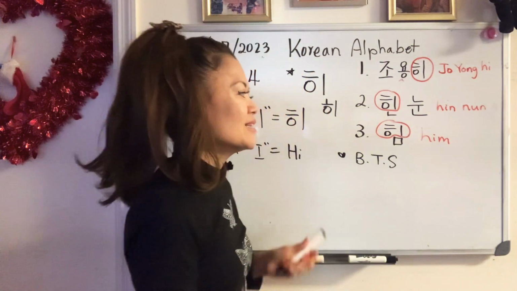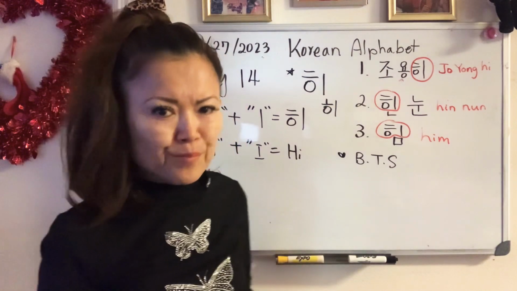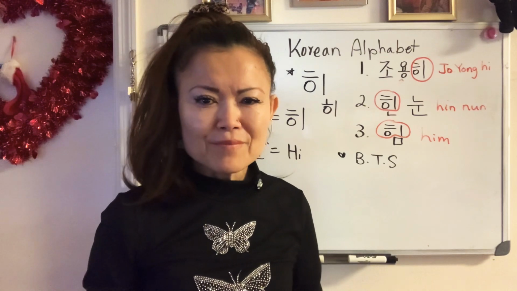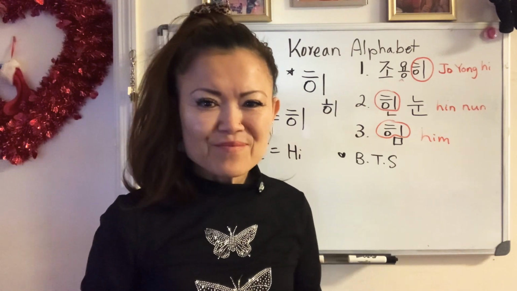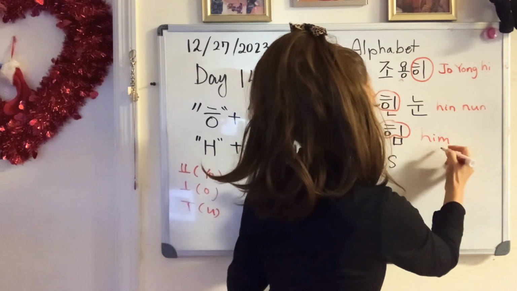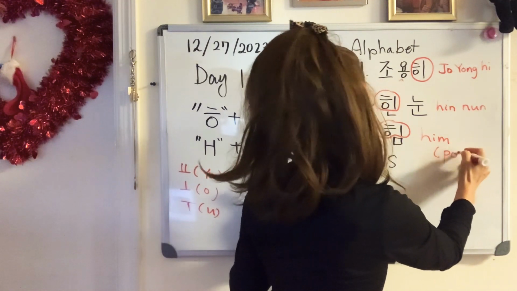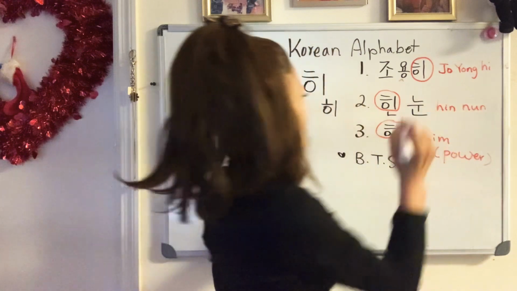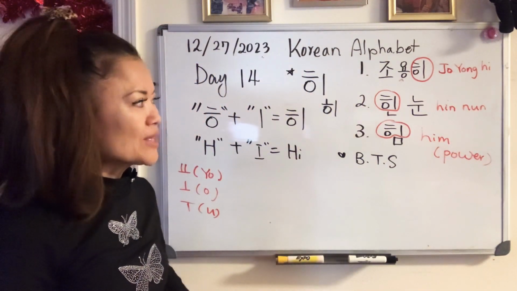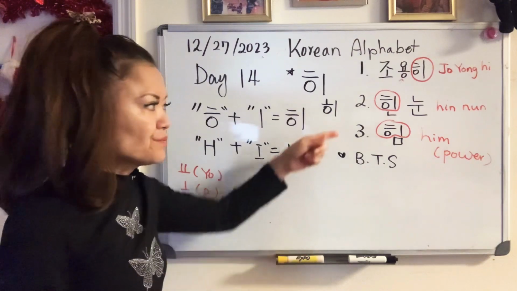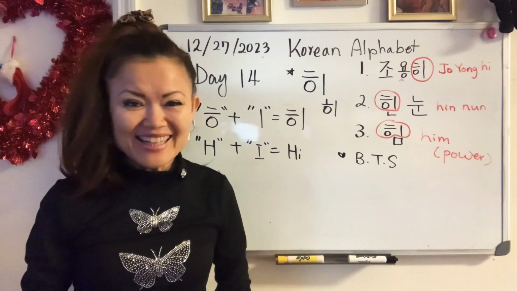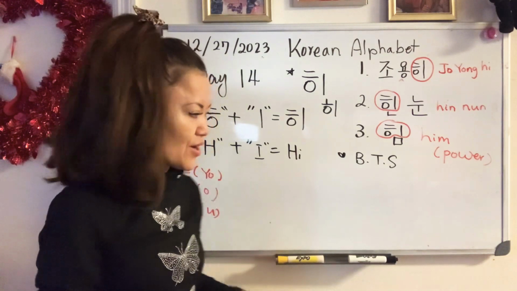Number three. He with square in the third position. So he with m, him. Very good job. It's called him. It's going to be power. Very good. So number one, 조용히. Number two, 흰 눈. Number three, him. It's power, okay?